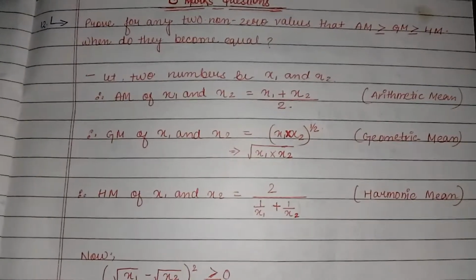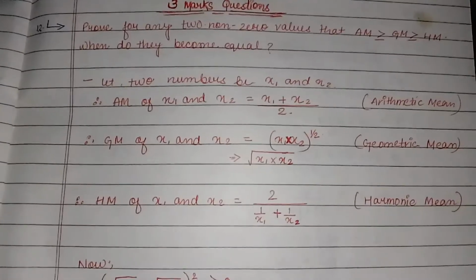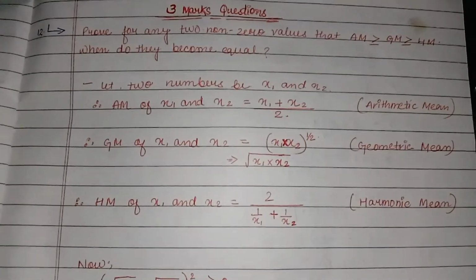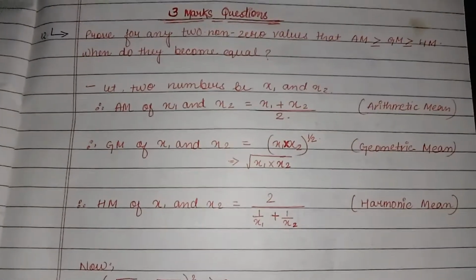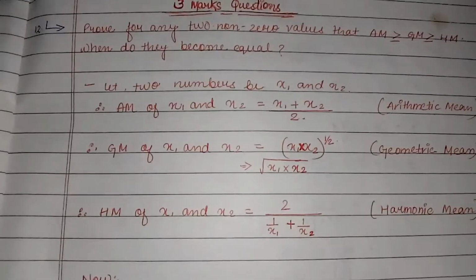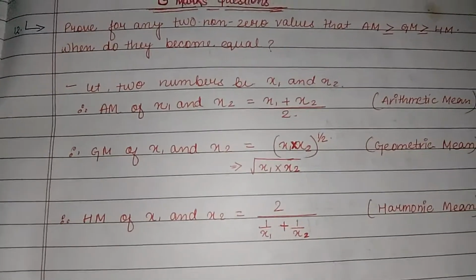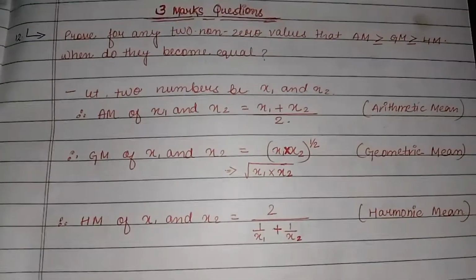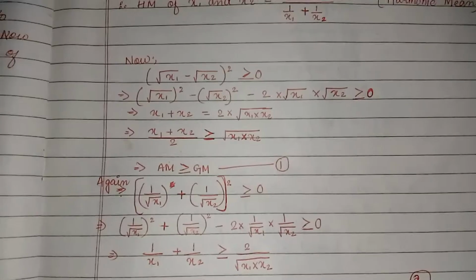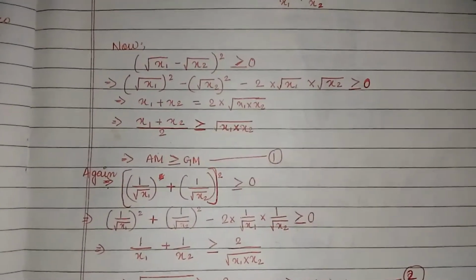Similarly, geometric mean of x1 and x2 equals to x1 into x2 to the power half, which means root of x1 into x2. That is geometric mean. Similarly, harmonic mean of x1 and x2 equals to 2 upon 1 by x1 plus 1 by x2. That is harmonic mean.